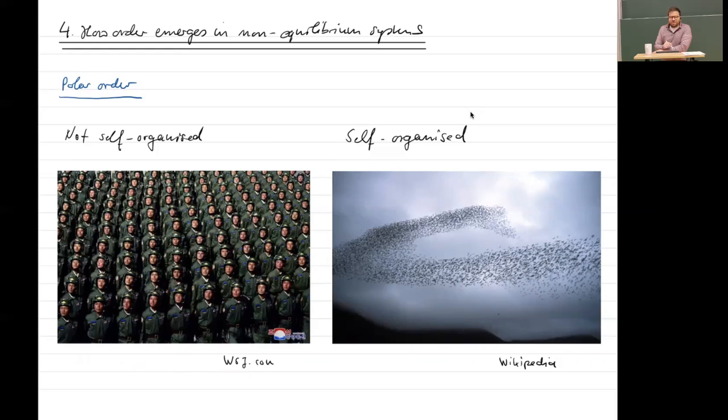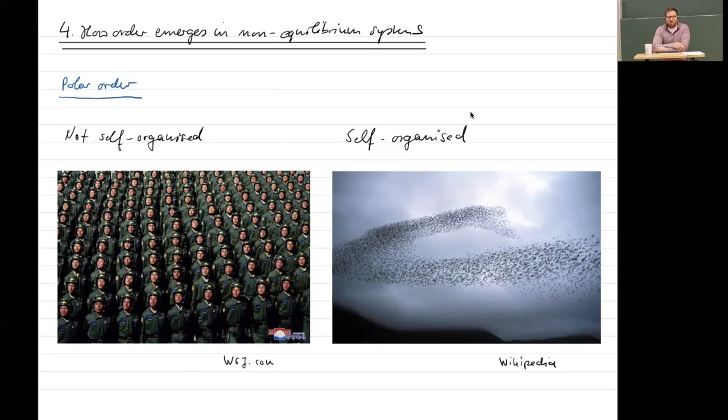Somebody is probably sitting there, some president or so, on the left-hand side, and somebody is telling them to look in this direction. This is not what we want to understand as physicists. We kind of know why they're looking in that direction. If the TV camera zoomed out, we'd probably see somebody important sitting there. So that's not what we mean, and it's not self-organized. There's somebody who tells these soldiers where to look.